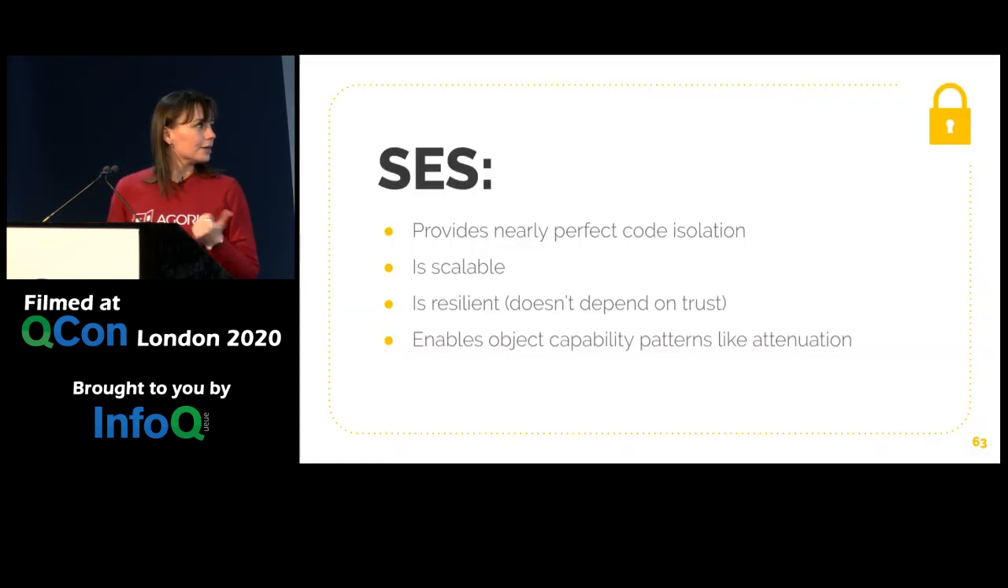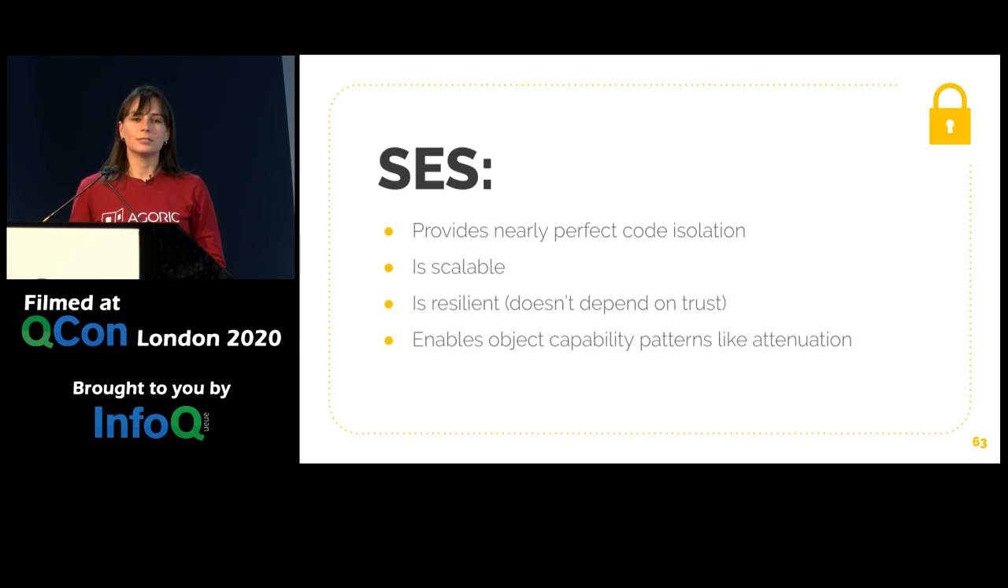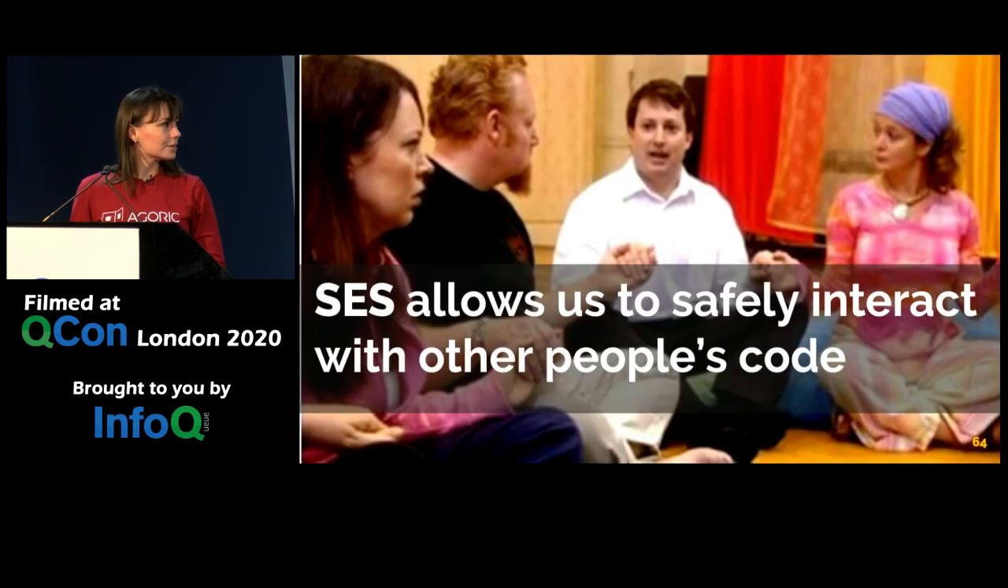So in conclusion, SES provides nearly perfect code isolation. It's scalable, it's resilient, it doesn't depend on trust, and it enables object capability patterns like attenuation. And most importantly, SES allows us to safely interact with other people's code.